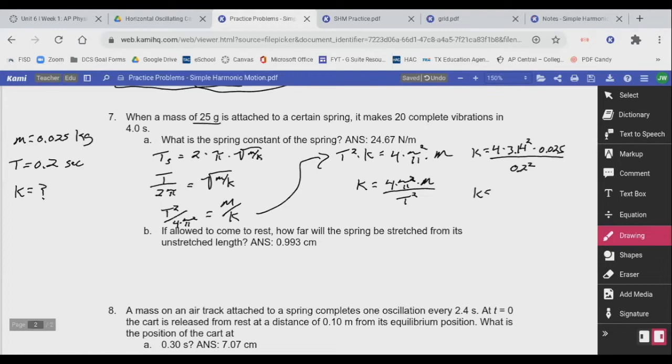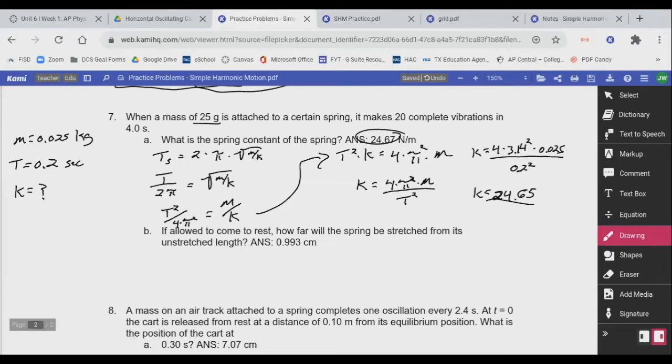Now I get K is equal to 24.649, so I'm going to call it 24.65. And look, my answer is really close to theirs. Rounding error, whatever. Good enough for me. Plus, I'm pretty confident I've done this 3 times today and I got the same answer, so I think I'm right.